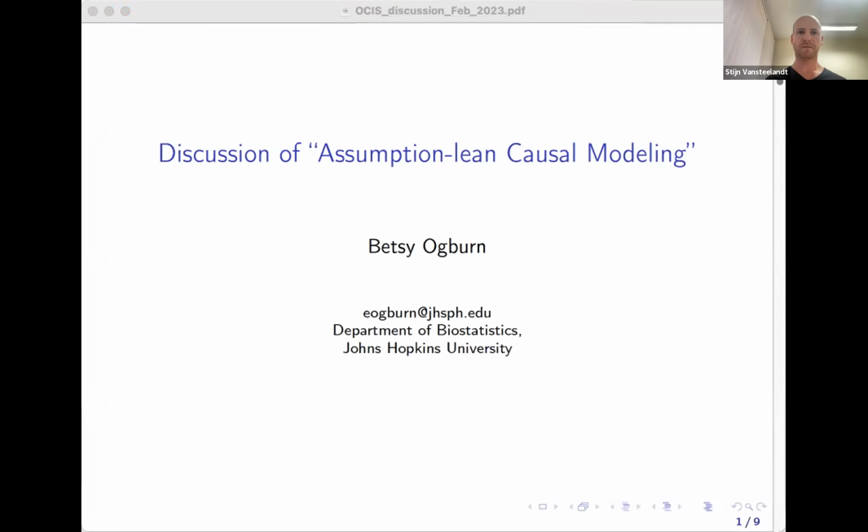I really want to congratulate Stijn and collaborators on this really important work that I think could be potentially paradigm shifting in terms of how we think about estimating causal effects when well-defined, easily estimable causal effects are not of obvious primary interest.